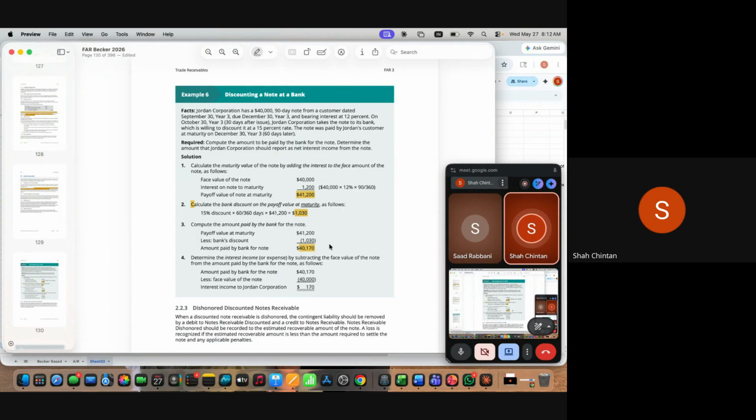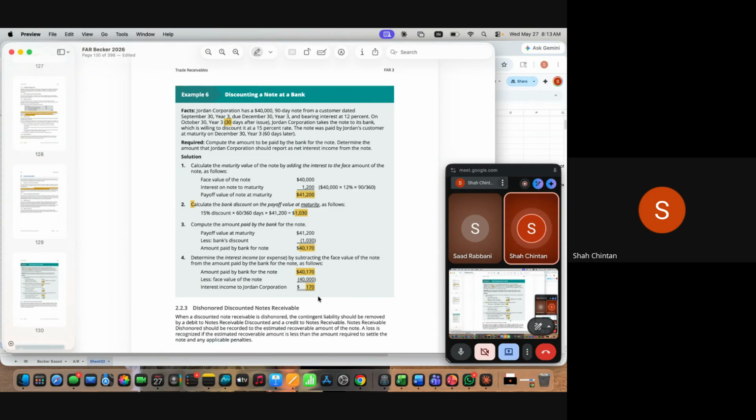अगर मैं एक्सेप्ट करता हूँ कि यस आई एम ओके, आप मुझे अभी 40,170 दे दो, ये रहा नोट्स रिसीवेबल, ये अब आपका हुआ, कस्टमर विल पे यू डायरेक्टली 41,200 ऑन मेच्योरिटी। सो आपको पैसा कितना मिला? 40,170। आपको रिसीवेबल कितना था? 40,000। तो 170 जो आपको मिला, दैट इज द इंटरेस्ट यू अर्न बिकॉज यू वेटेड 30 days from September 30 to October 30 period, which is your interest income.